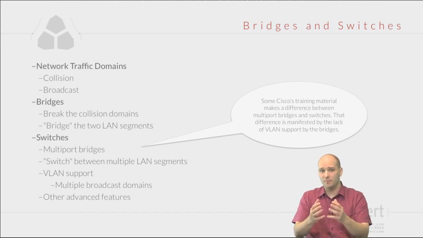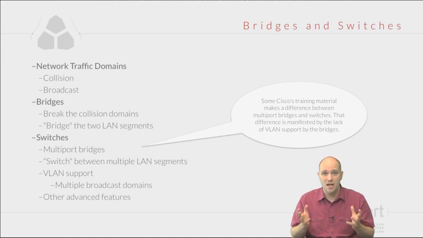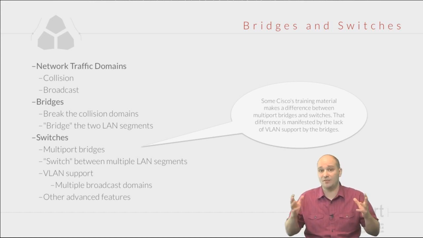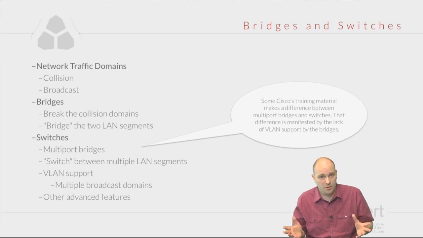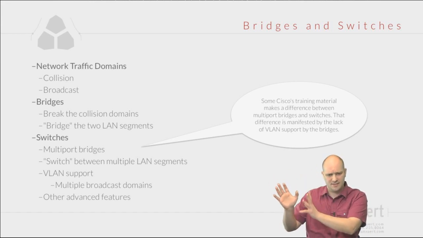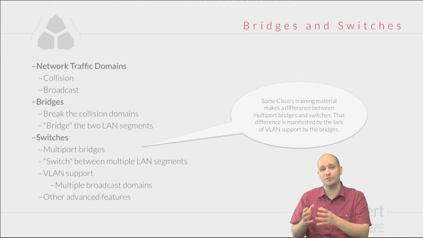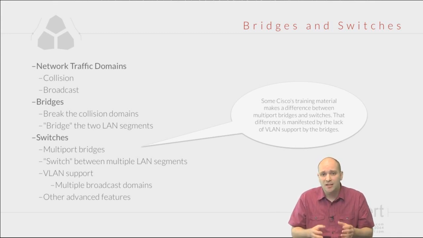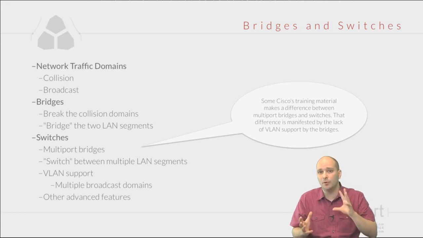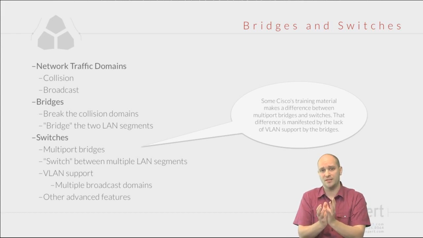The real difference is that bridges have only 2 ports and switches can have any number of ports. You can have 4-port switches, 8-port switches, 768-port switches, 2,000-port switches, 4,000-port switches. These are really, really high-end devices. But modern switches do have some additional functions, some additional features that are not available in bridges. These are VLAN support, which is basically creating multiple virtual broadcast domains.